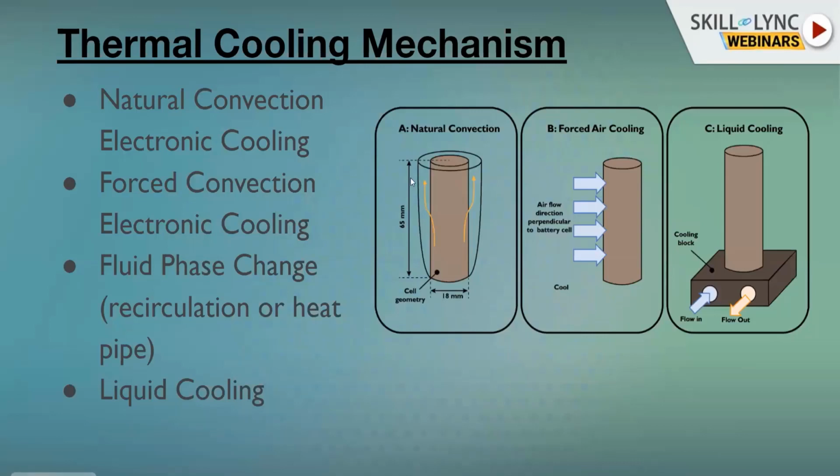Fourth is liquid cooling. Liquid cooling is for efficient cooling. We pass the liquid flow in and flow out, and we take away the heat. This process is called liquid cooling. We can use a cold plate for doing that. Yes, please go to the next slide, Ms. Saisuma.